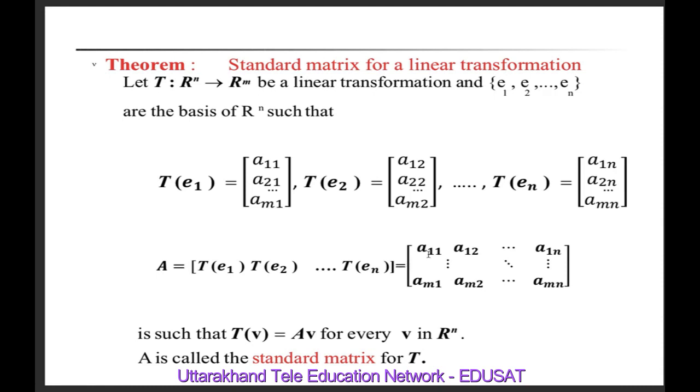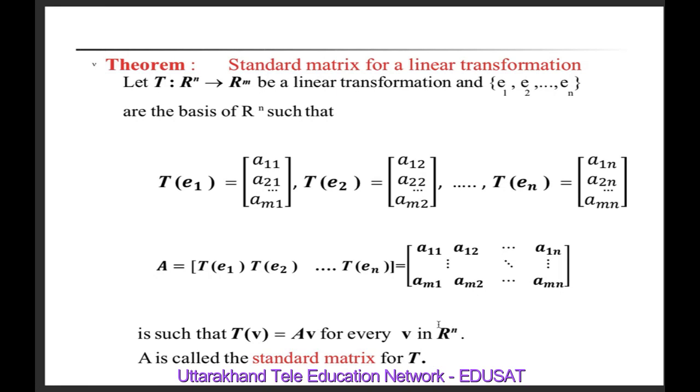and if we substitute the values of TE1, TE2, ..., TEn, we will get A11 in the first column, then A21, then AM1. In the second column, A12, A22, AM2. And in another column, A1n, A2n, and AMN. Thus, we have a matrix of order m by n. And it is such that TV is equal to AV for V belonging to Rn.